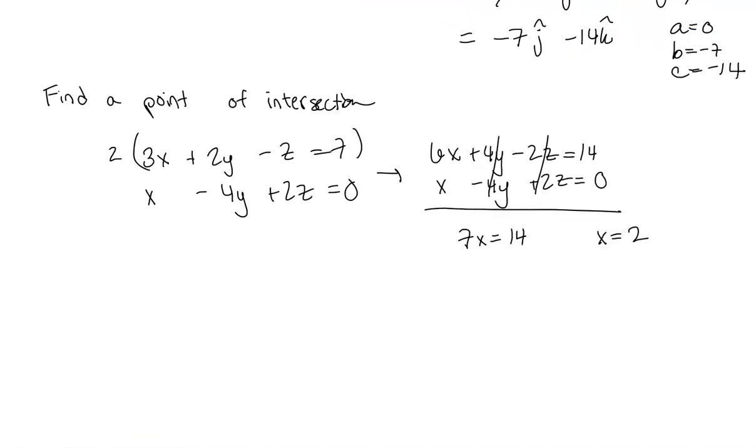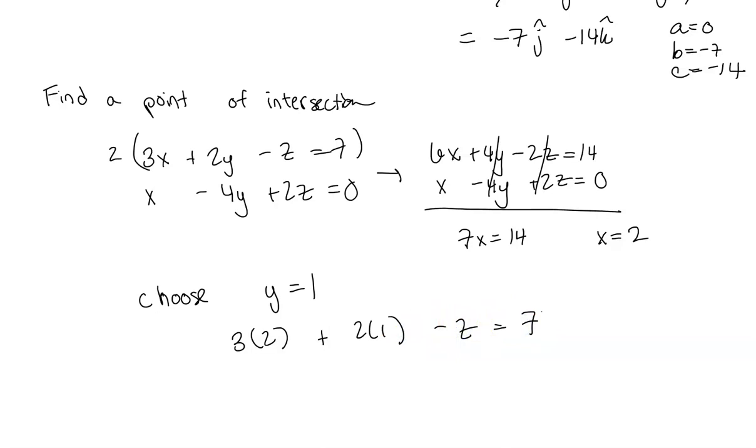Now, since we don't have anything to solve for y here, that means y could be anything. So I'm going to choose, for example, y equals 1. And then I'm going to take that back to one of the lines and find the z that makes that work. So we'll plug that into the 3x plus 2y minus z equals 7. So we'll have 3 times 2 plus 2 times 1 minus z equals 7. And figure out what z has to be for this point.